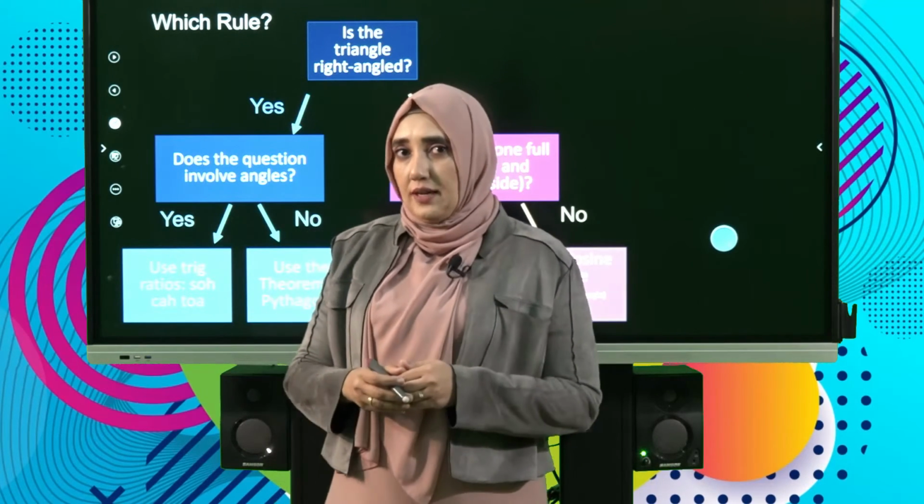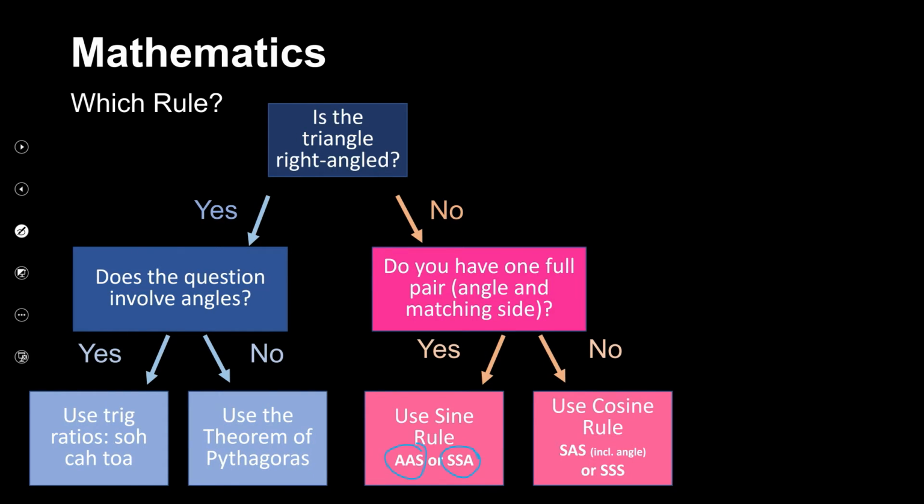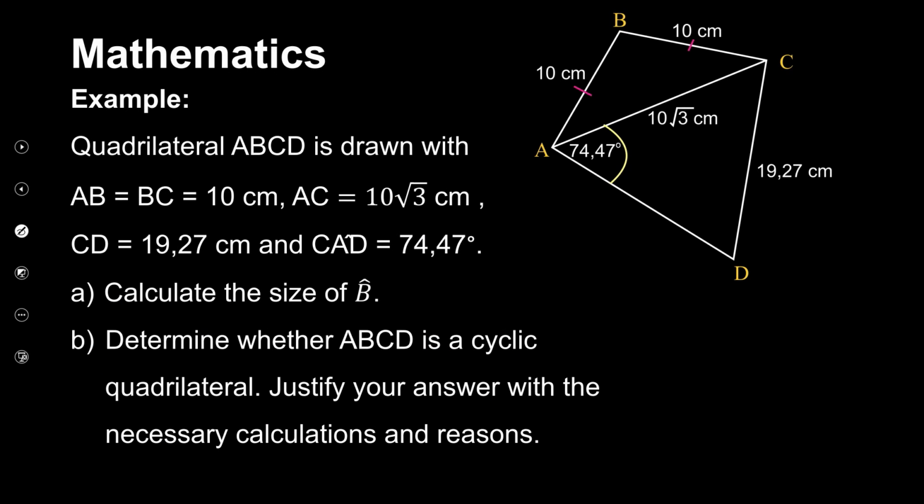Let's get to our first example. Okay. Quadrilateral ABCD is drawn with AB and BC both equal to 10. So we've got an isosceles triangle there, and we're given AC is equal to 10 root 3, and they've given us the length of CD, and they've given us one angle, 74,47 degrees. Okay, and they want us first to calculate the size of B.